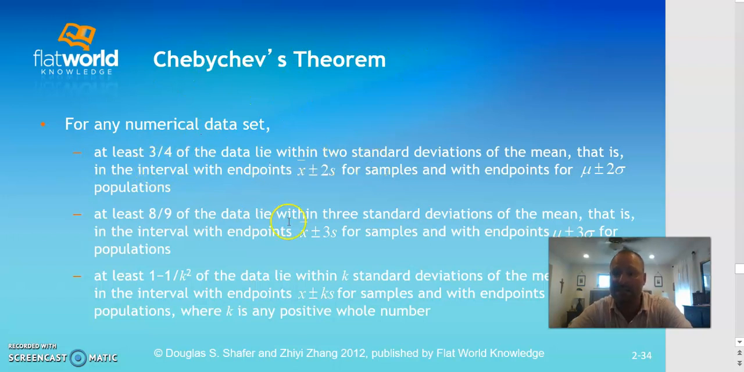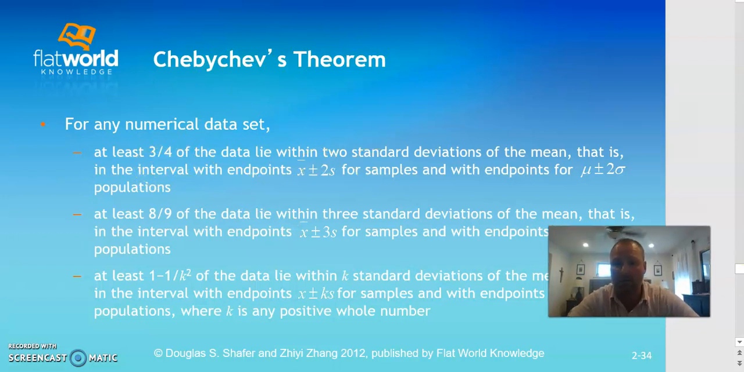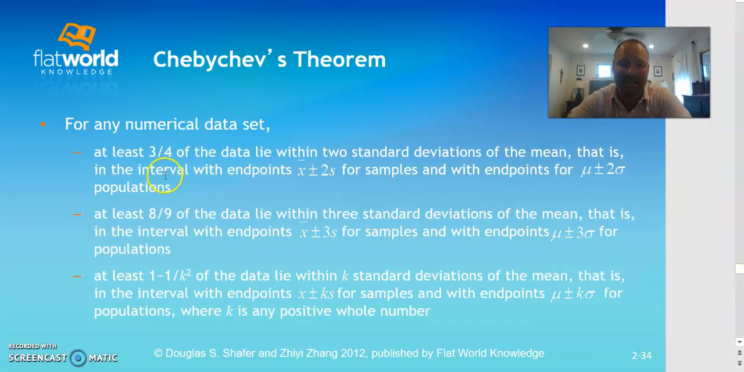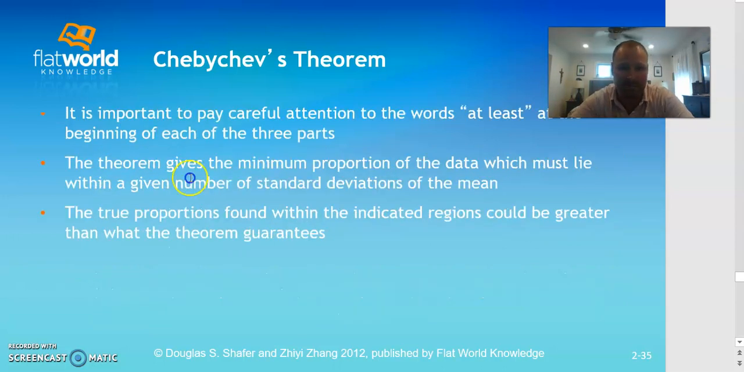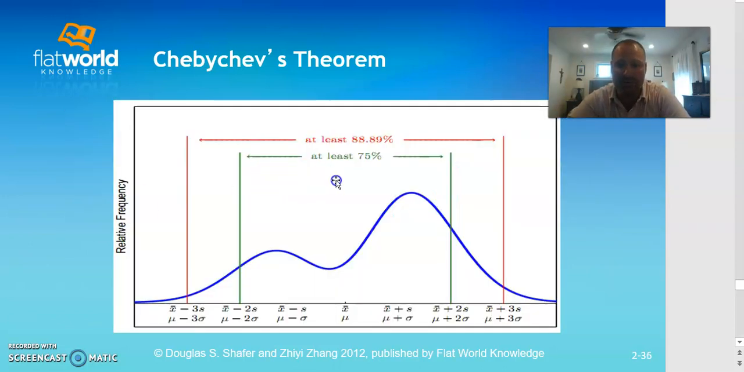So this is very similar to the empirical rule, but what it's basically saying is that at least 3/4 of the data will lie within two standard deviations of the mean, 8/9 within three standard deviations of the mean, and this is almost 100%. That's what this basically is. It's almost 100% of the data lie with anything greater than that. Okay. All right, notice we're using the words at least here, so that's an important piece for you to understand.